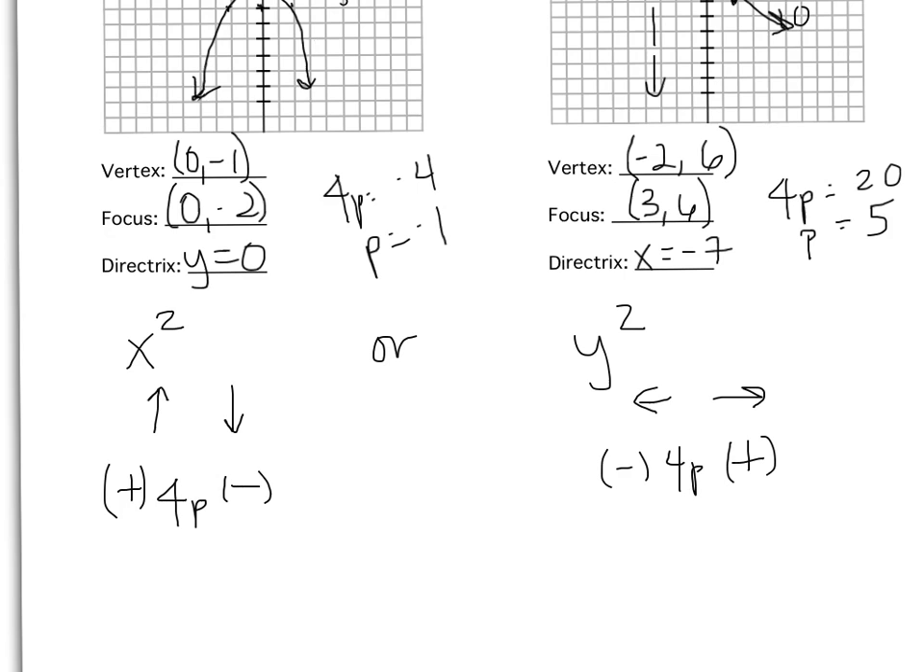Lastly, remember that the width of your parabola, how wide your parabola is, is equal to 4p.